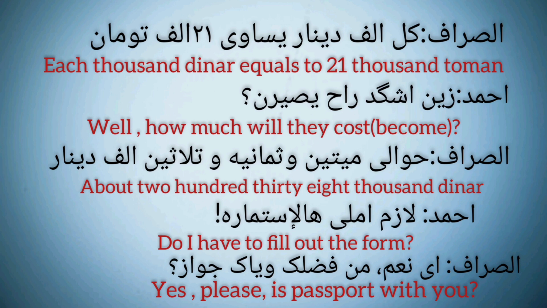إي نعم من فضلك وياك جواز. إي نعم basically means yes. And إي is the synonym for نعم. These two are both synonyms. They both mean yes. And من فضلك means please. And وياك جواز means is passport with you. ويا basically means with. For example, وياك means with you. And ويا means with me. And جواز means passport.